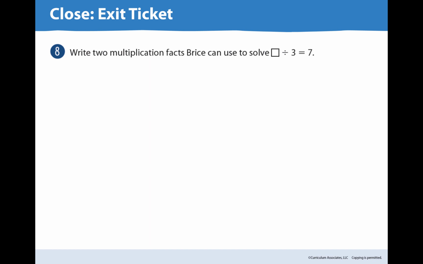Now, last but not least, you are going to write 2 multiplication facts that Bryce can use to solve this problem. Blank divided by 3 equals 7. What 2 multiplication facts would help us out with this? I'll give you a hint. We know that 3 times 7 is 21.